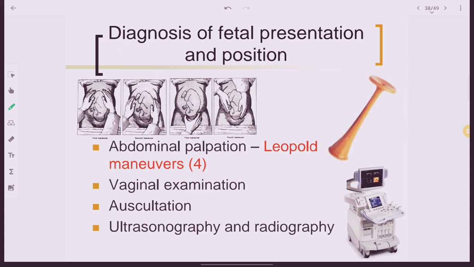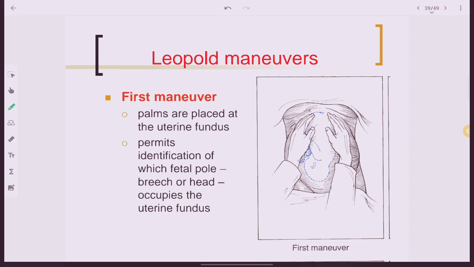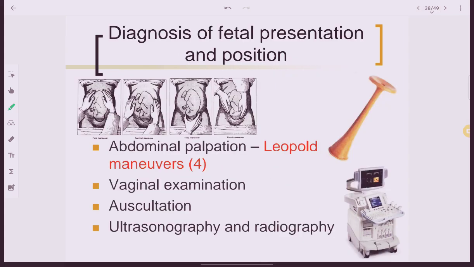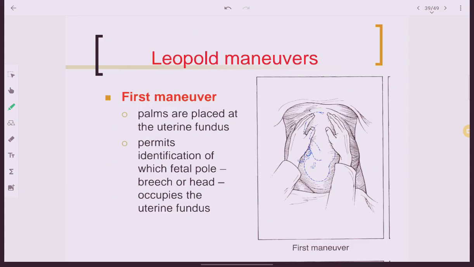Diagnosis of fetal presentation and position. With abdominal palpation we will know what the presenting part is. Vaginal examination, auscultation, ultrasonography and radiography tell us the fetal presentation and position. Now what we have studied, abdominal palpation, is called Leopold maneuvers, which has four ways.